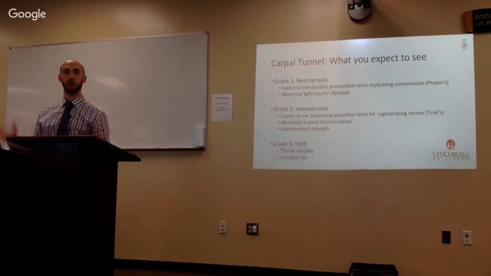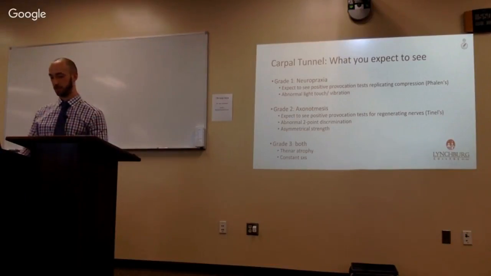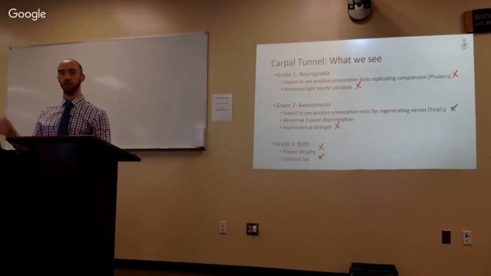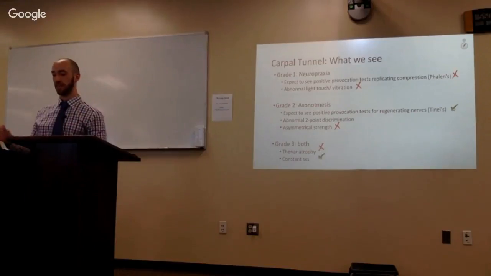And then grade 3 would be a combination of both. Here you would see visible thenar atrophy, and the symptoms would be described as constant. But what we see again is a little back and forth. Phalen's was negative, grossly intact to light touch, so that's negative. Tinel's, though, was positive. His strength was fine. There was no observed atrophy, but he did say that his symptoms were constant.